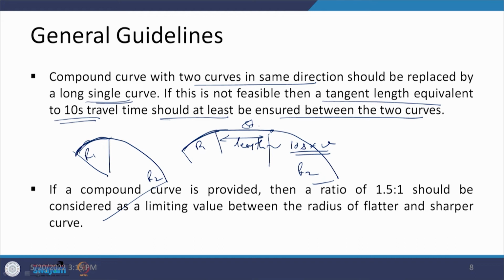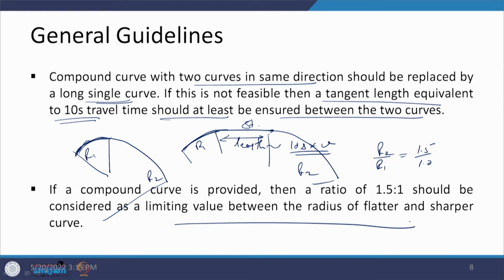In the case of compound curves, another aspect is related to the ratio of R1 and R2, where R2 is the bigger one and R1 is the smaller one. So, if I am talking about R2 to R1, then it is 1.5 to 1. Whatever the sharper curve is, the flatter curve should not be more than 1.5 times, or 50% extra, is what we are talking about. That is the limiting value which should be there between the two.